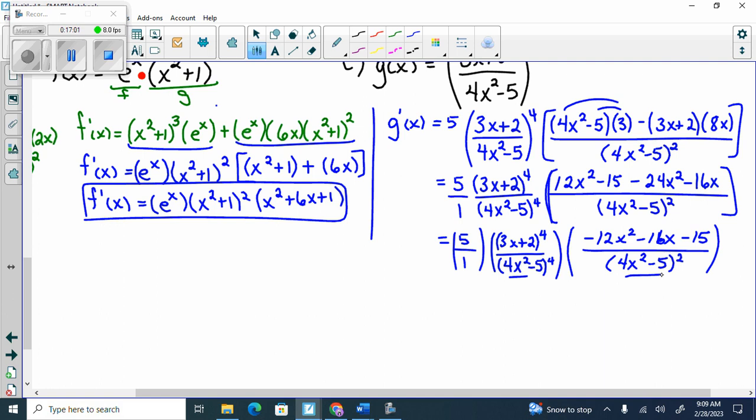So on the top, I'm going to get 5 times 3x plus 2 to the 4, minus 12x squared, minus 16x, minus 15, all over 4x squared minus 5 to the 6.